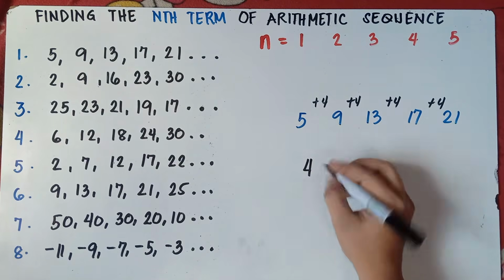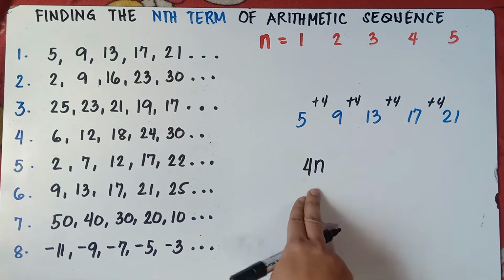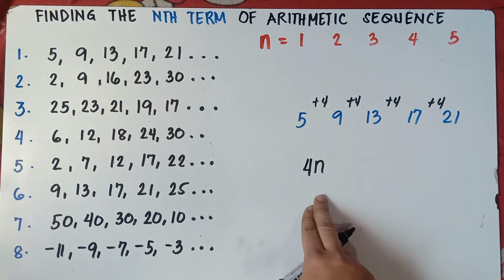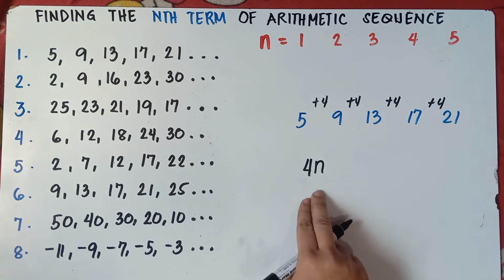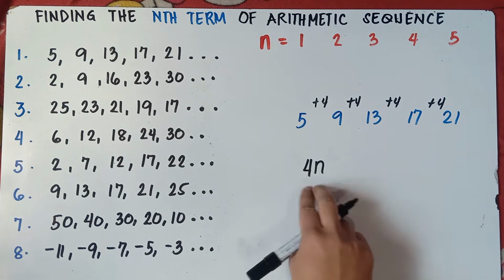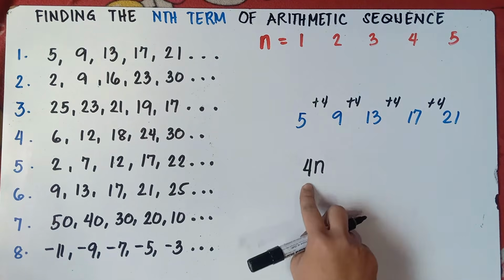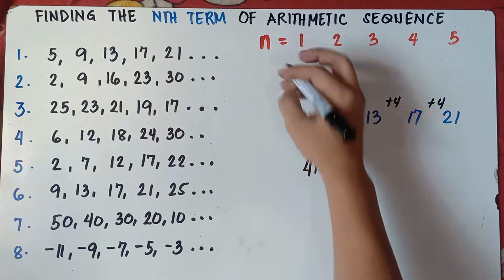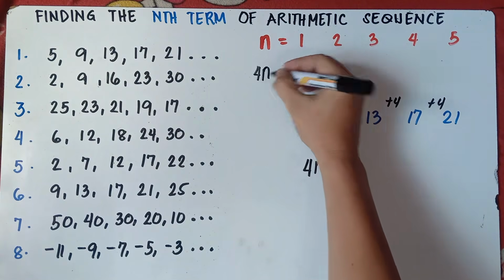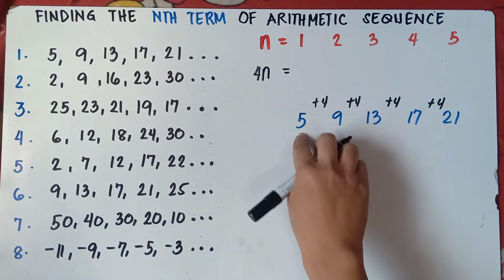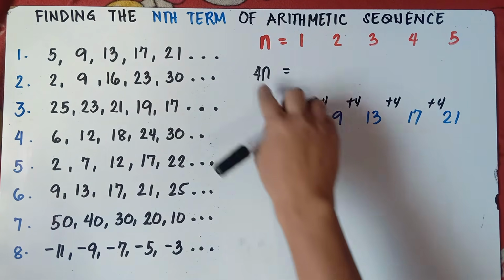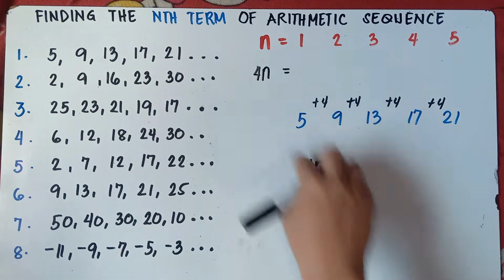And then write n, 4n. Now this 4n, class, is our basis so that we can make the exact equation. So 4n: 4 is the common difference, and for n, just write n. If our equation is 4n, let's check if we can get 5.